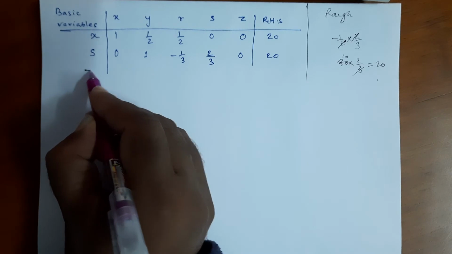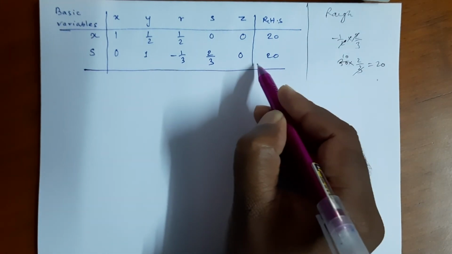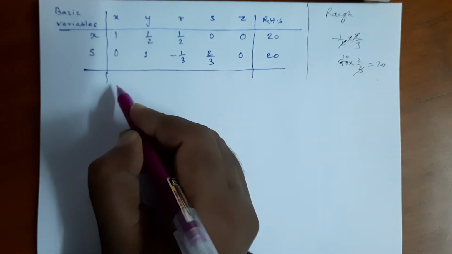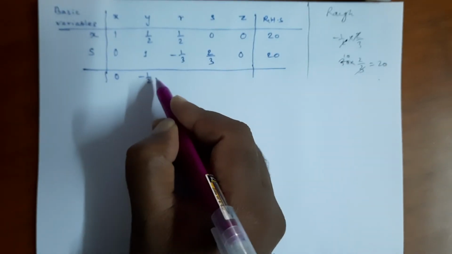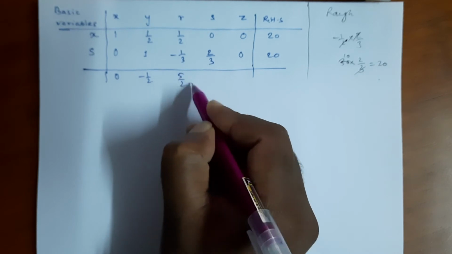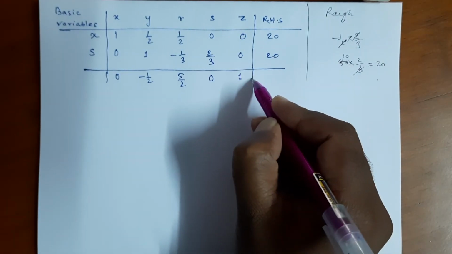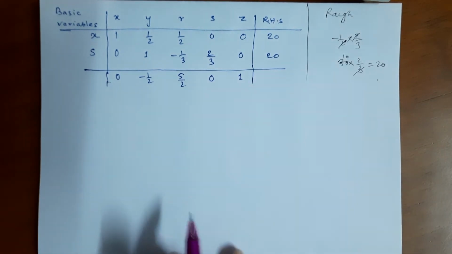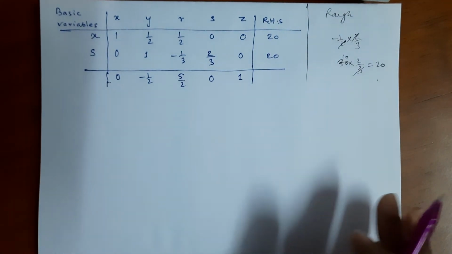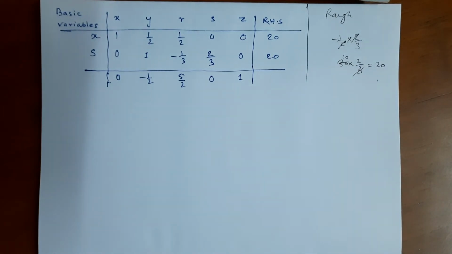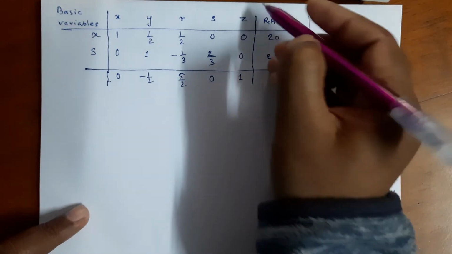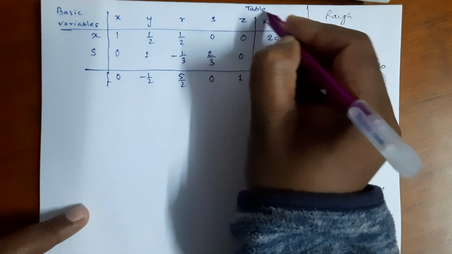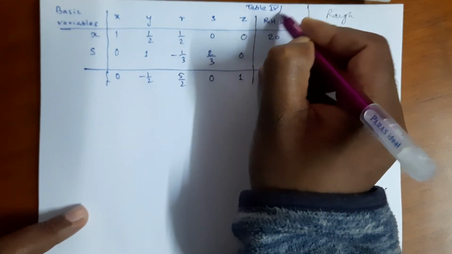in the bottom row all the elements are the same: 0, minus 1 over 2, 5 over 2, 0, 1. We can write it this way. This is table number 4.